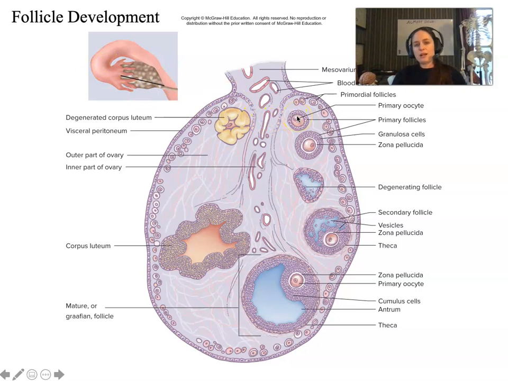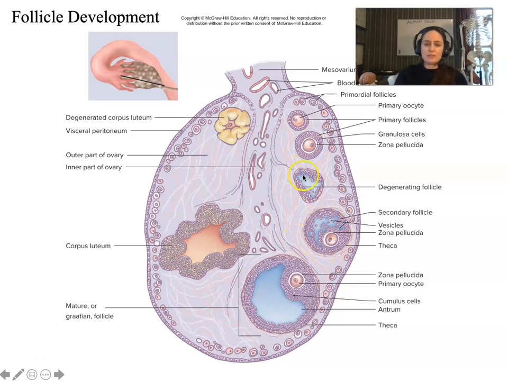So remember, you've got an oogonium that becomes a primary oocyte, which becomes a secondary oocyte, which is ovulated. The secondary oocyte is ovulated. It's still a primary oocyte here. Now again, these cells around it, those are the follicle. At this point, we've just got a single layer of simple cuboidal cells, and that's a primary follicle. That starts to increase in number. We get more cuboidal cells.